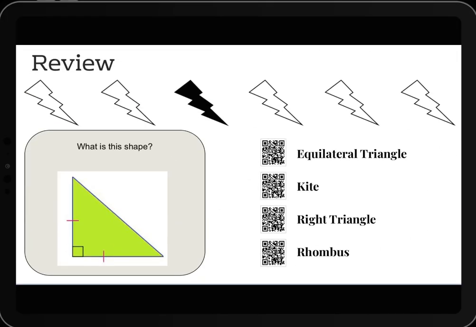In the final shape, we have a right triangle. What gives that away is the right angle, of course. It's a triangle with a right angle, which makes it a right triangle.